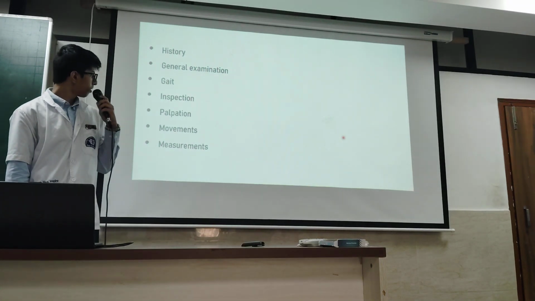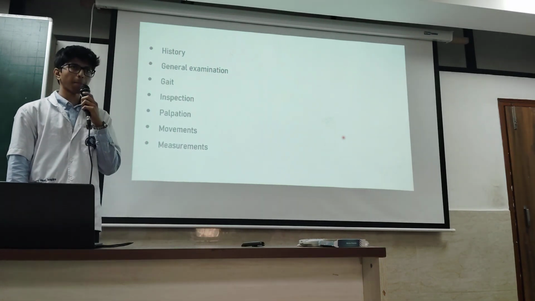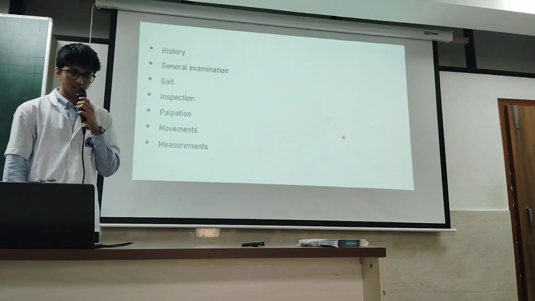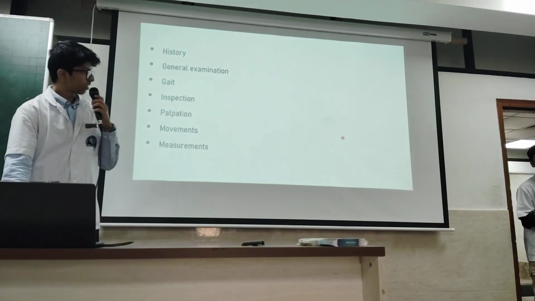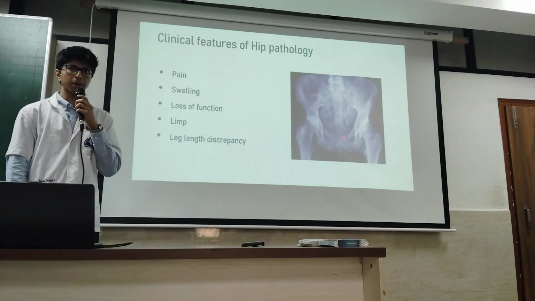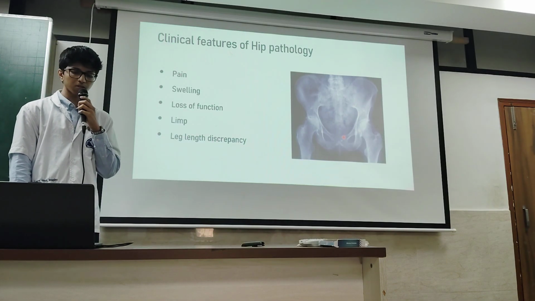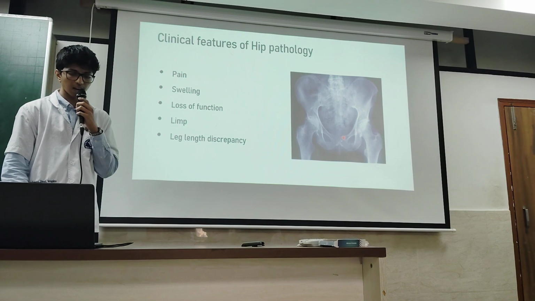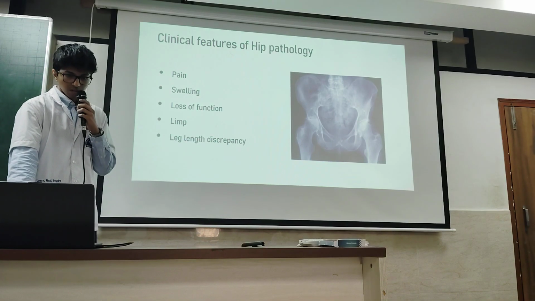Measurement. We measure the apparent and the real length of the limb. We also measure the calf girth and thigh girth to assess any muscle wasting. After that, we move on to the most common clinical features that a patient may present in the OPD. The patient may present with pain, swelling, loss of function, limp and leg length discrepancy.